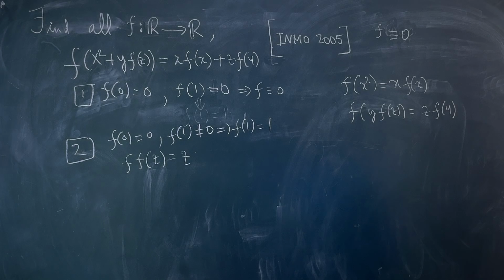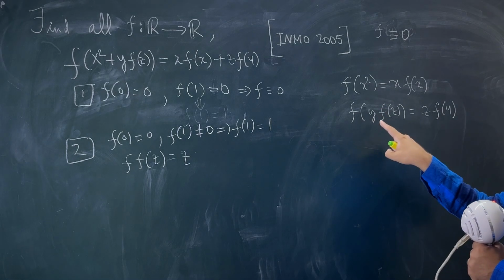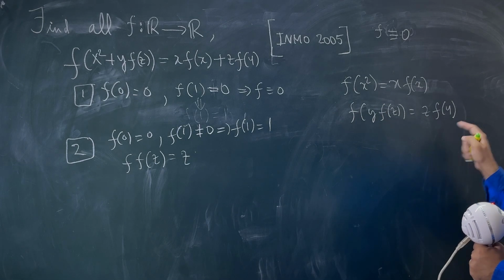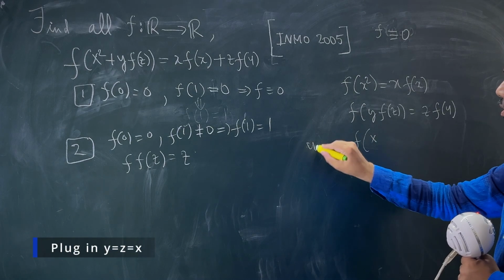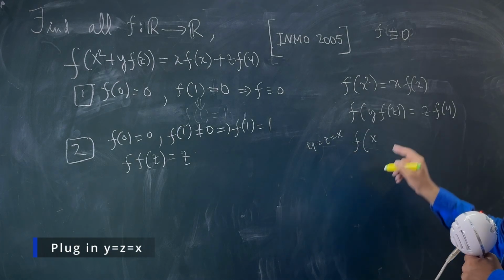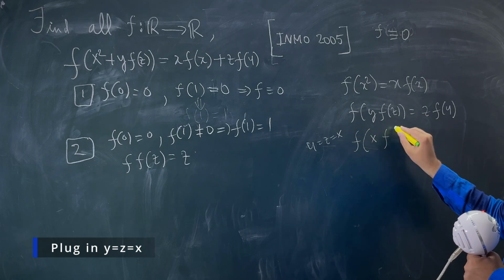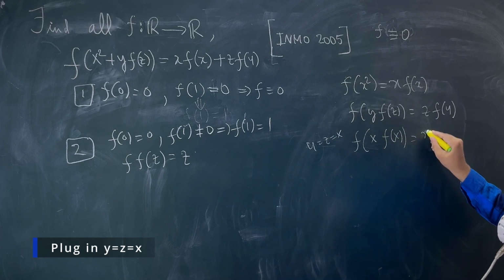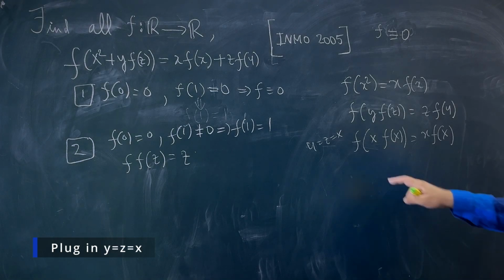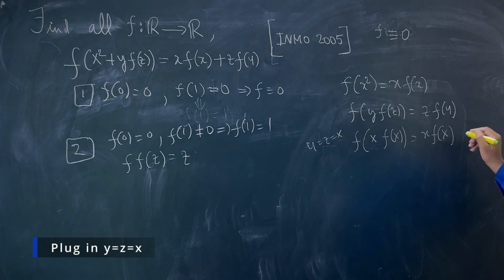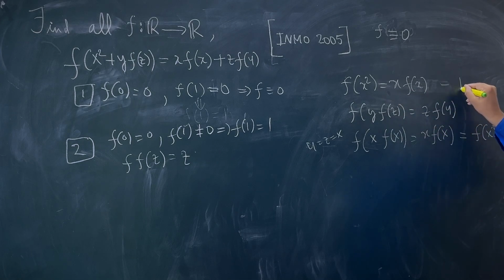You have these two equations. Now notice that f of x f of x is x f of x. So if you plug in y and z equal to x, you'll get f of x f of x is x f of x. And if you now compute what this is, it's actually nothing but f of x square, right? From the first equation, if you call it 1, you have from 1 that x f of x is f of x square.